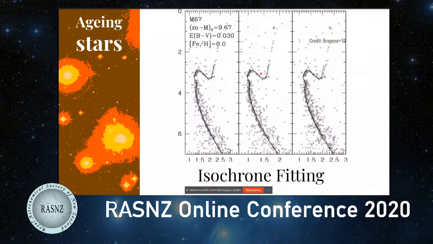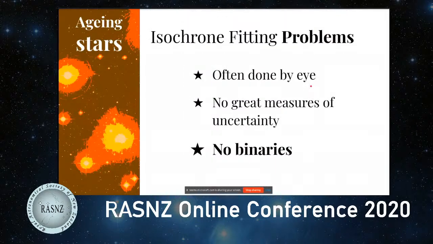Now, the problem with this method is not just that it doesn't have any binaries, although it is a big problem because binaries are ubiquitous. They're everywhere, especially at the high mass end. So stars that are more massive than 8 solar masses at birth, 70% of them will have binary interactions in their lifetime, and that has a strong influence on their lives.